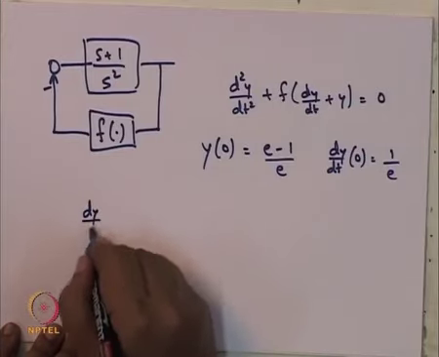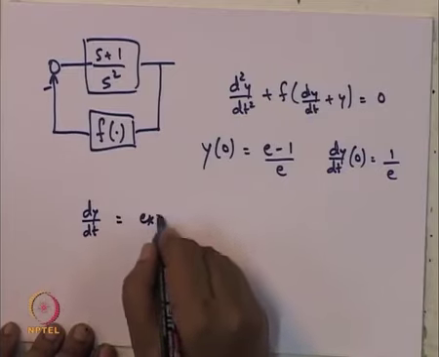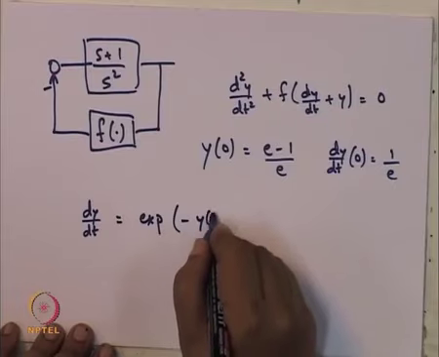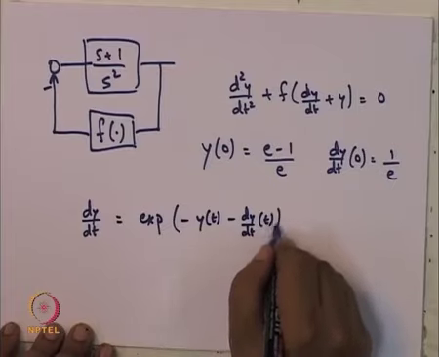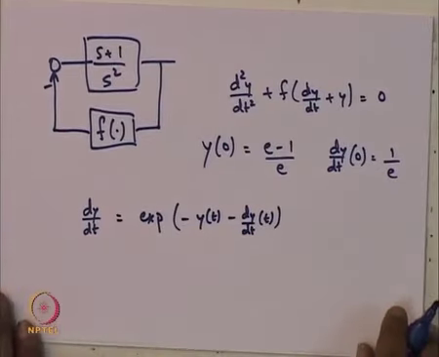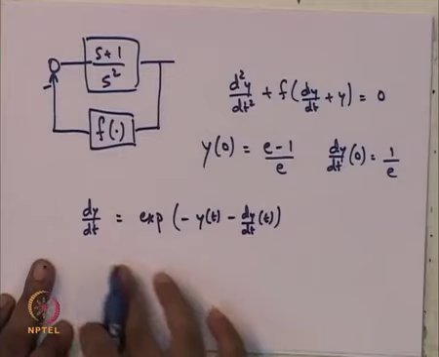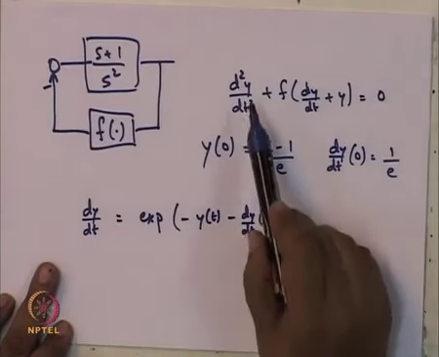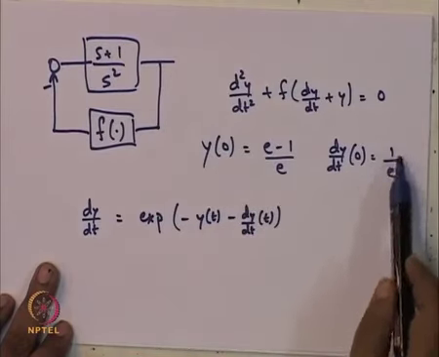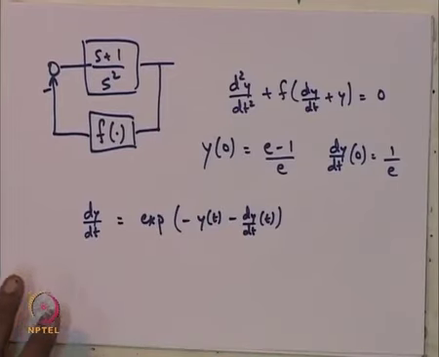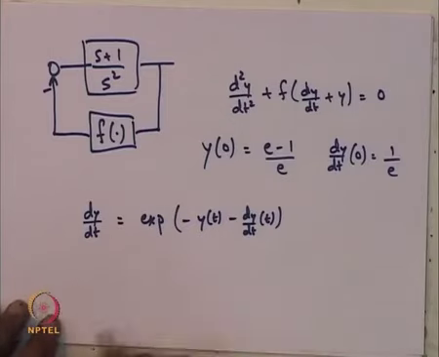So, dy/dt is equal to exponential of minus y minus dy/dt. Okay. So, I am claiming that this particular equation gives us a solution to this original system with initial conditions y at 0 being this and dy/dt at 0 being this. Okay. So, how do we show that this is a solution? Well, let us differentiate it.